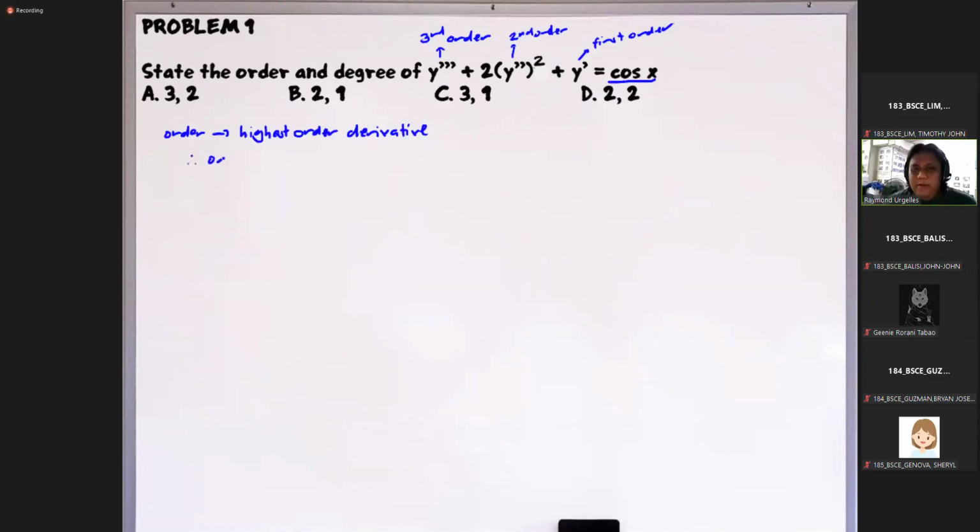So dito sa problem na to, yung order natin is equal to 3 kasi siya yung pinakamataas. So kaya sa choices natin, hindi na pwede yung letter B, hindi na pwede yung letter D, kasi ito lang yung merong third order na nakalagay.